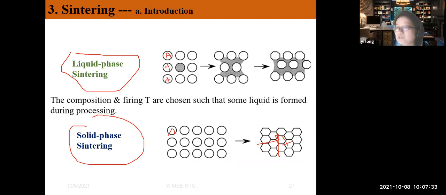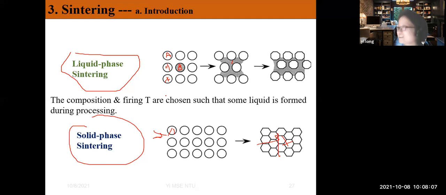Okay, if you don't put anything, it will be something like solid state sintering, right? But if, let's say, I put some B here, which means another material, this B has a lower melting temperature. So if I heat up, this heating temperature is still less than the melting temperature of A, but B is already melted. Once B melts, it becomes a liquid in between. So this one requires liquid phase sintering.